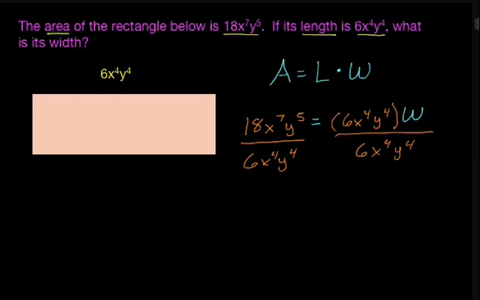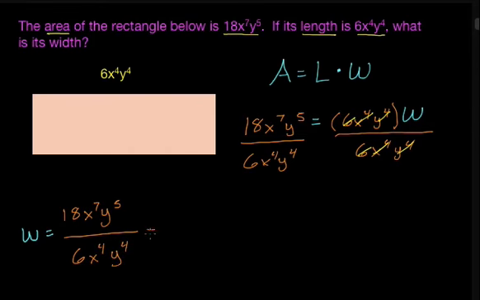And I know that these terms are going to cancel. 6 over 6 is 1, x to the fourth over x to the fourth is 1, and y to the fourth over y to the fourth is 1, leaving me with my isolated variable w and an expression on the other side. So I'm going to rewrite this over here as width equals, and here's my expression, 18x to the 7th, y to the 5th, all over 6x to the 4th, y to the 4th. So now I can begin using the quotient of powers property to simplify this expression.